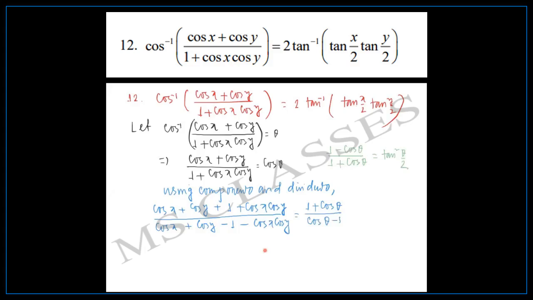See what we have done, just using componendo and dividendo. 1 minus 1 plus cos theta is this one. We know, so we want to bring it in that way. Now, if we take a minus common from the LHS, what do we write?